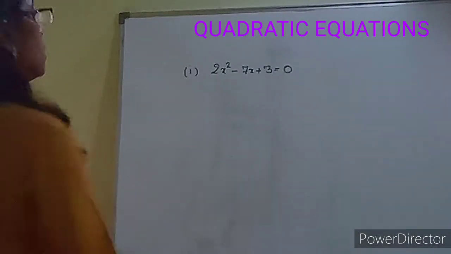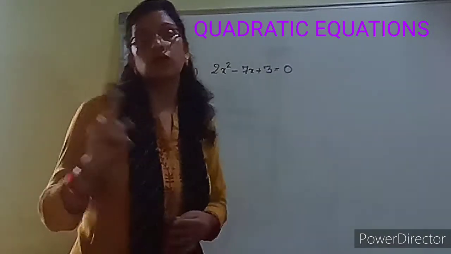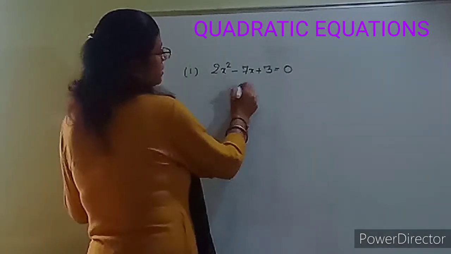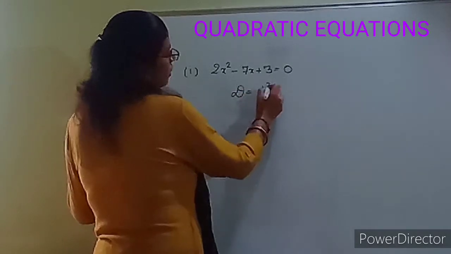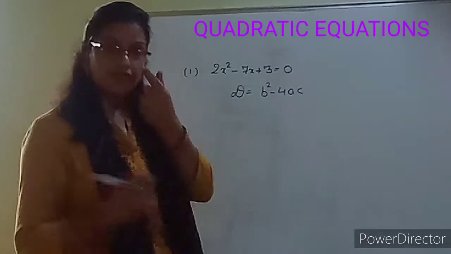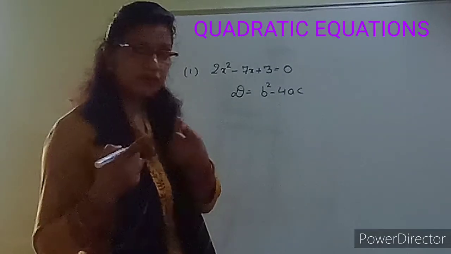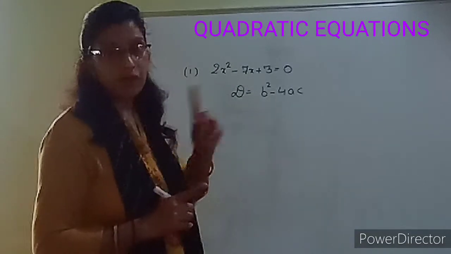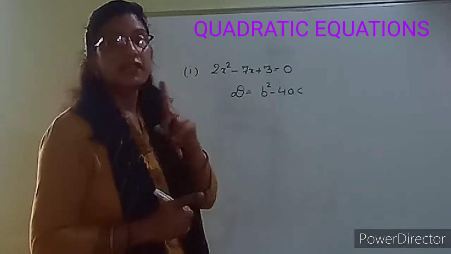Now see here, now I am using the quadratic formula. Okay, what is the quadratic formula? Before that I am finding the discriminant, b square minus 4ac. Let us find what are the roots here, which type of roots we will get. As we have done in the previous method, we are getting the same answers, 1 upon 2 and 3, that are real roots.